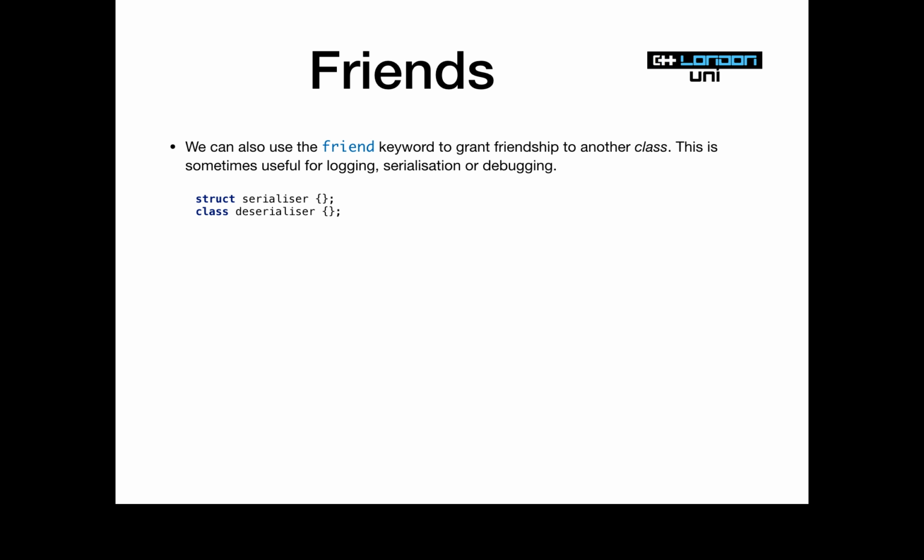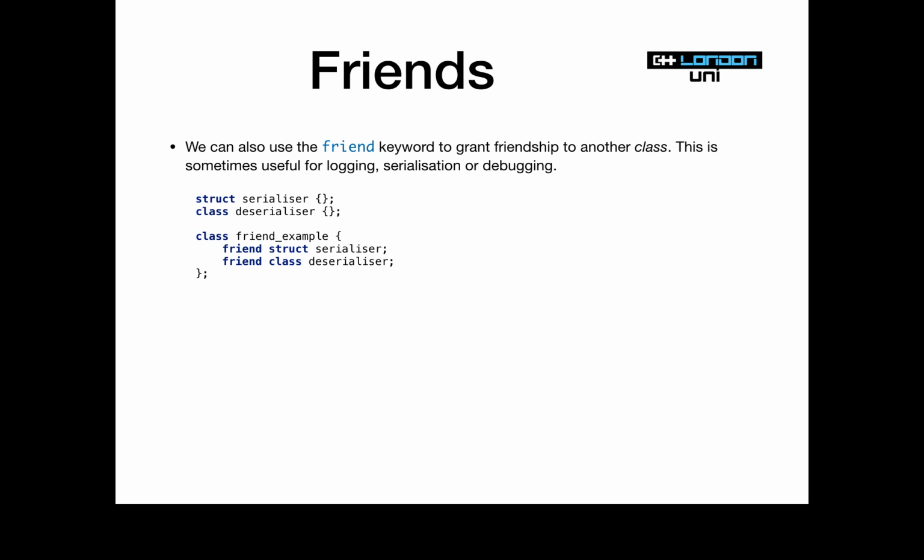So just to show you the syntax for declaring a friend class, you'd probably guess what it is, but here I've written an imaginary serializer and deserializer. One is a struct, one is a class for no particularly good reason, just to use both words.